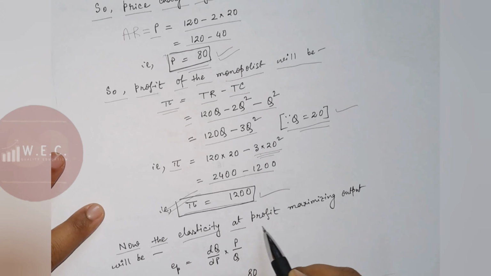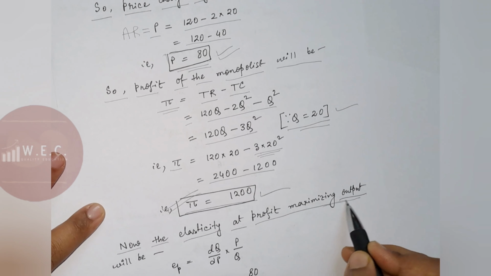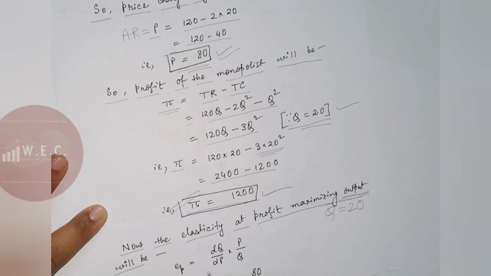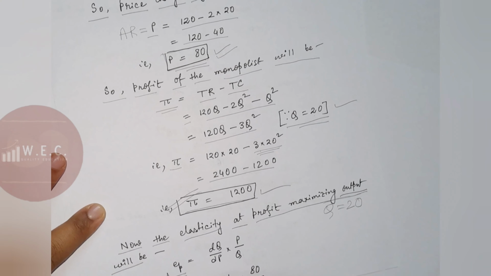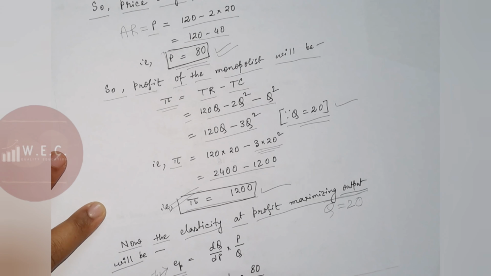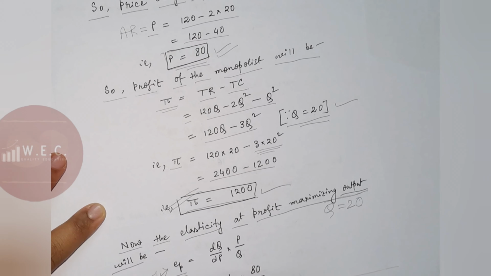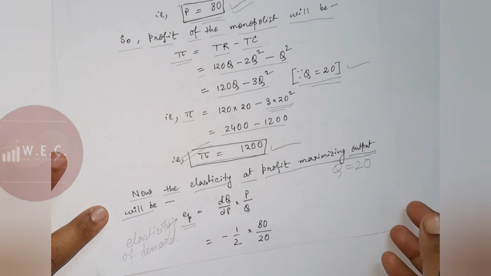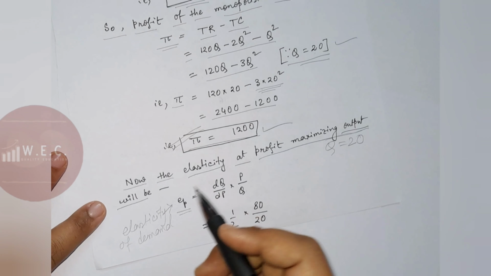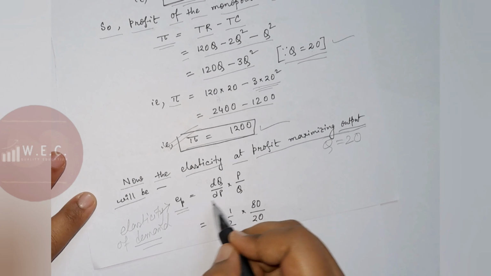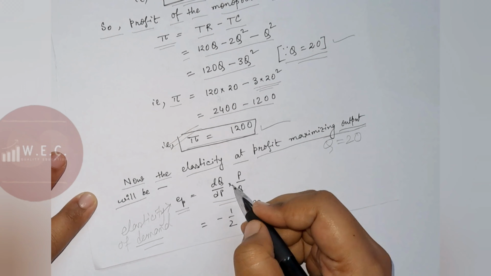Now it is asked what is the elasticity at the profit maximizing output. Profit maximizing output is 20. I have already derived it, you have seen it in this video. Now what will be the elasticity at this output level? Demand elasticity is equal to dq/dp into p by q. dq/dp is the inverse of the slope of the demand curve. If we differentiate q with respect to p, we will get dq/dp.